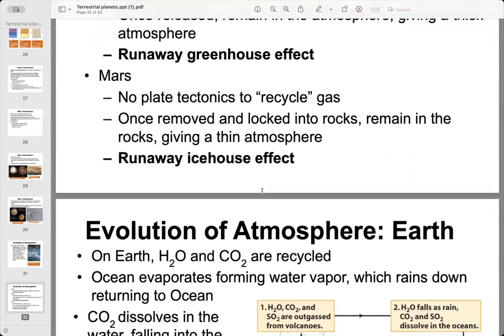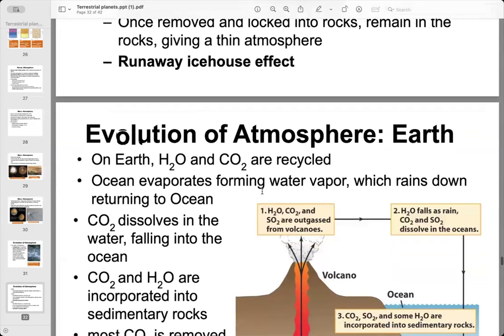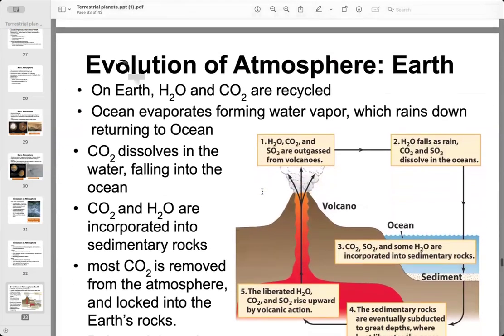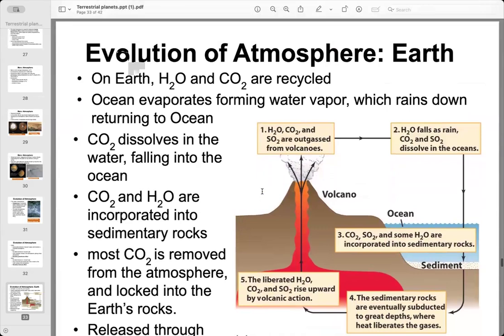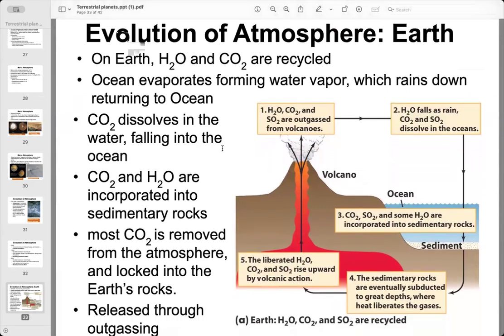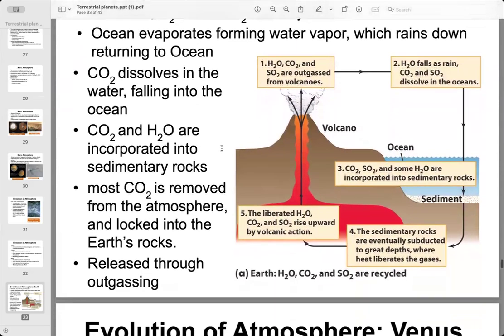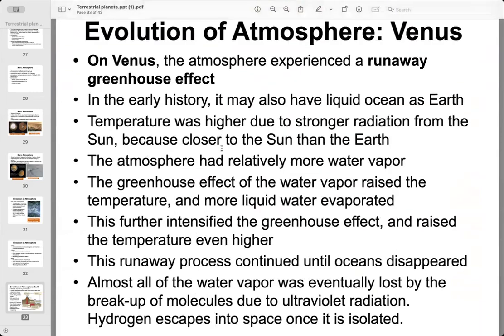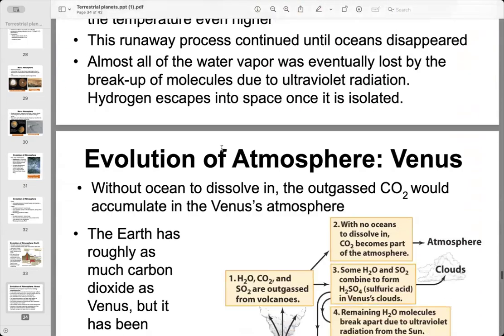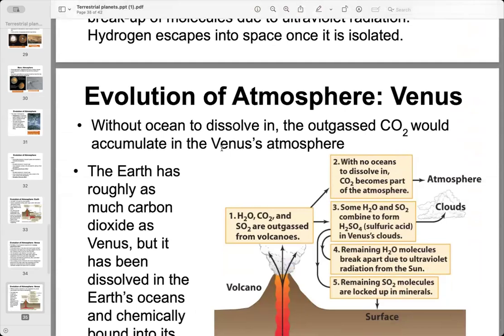There's a detailed analysis here, which it is not possible to go into in full detail, but the steps are described very clearly: how things happen on Earth, how things happen on Venus, and how they happen on Mars, leading to the different atmospheres of Earth, Mars, and Venus.